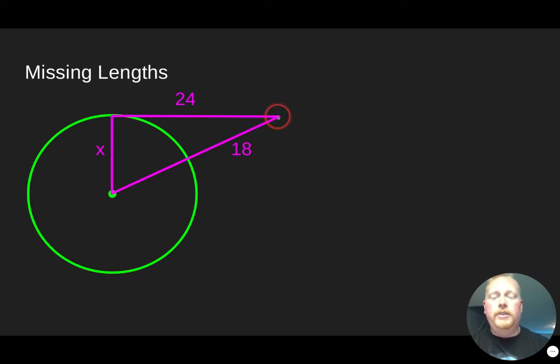So to get the full hypotenuse, the other part of the hypotenuse, from the edge of the circle to the center, is the radius. And we already know that the radius is x. So that makes the full hypotenuse x plus 18. And again, because this is a right angle right here, we can use some Pythagorean theorem to find those missing lengths. So let's set this up.